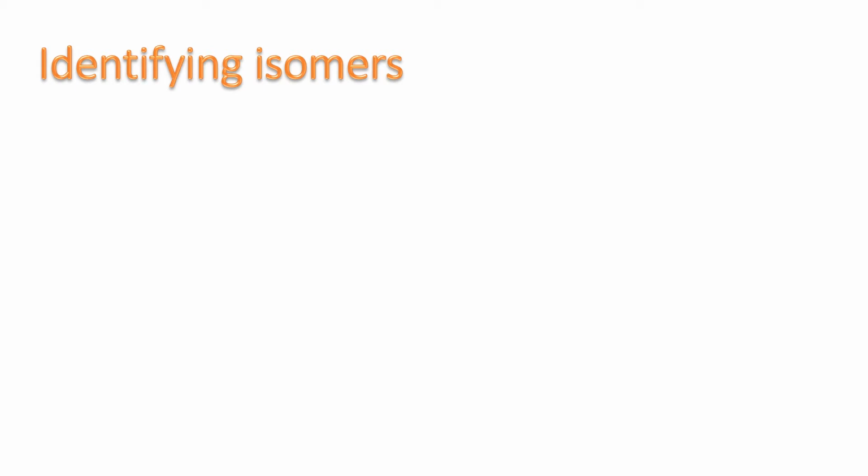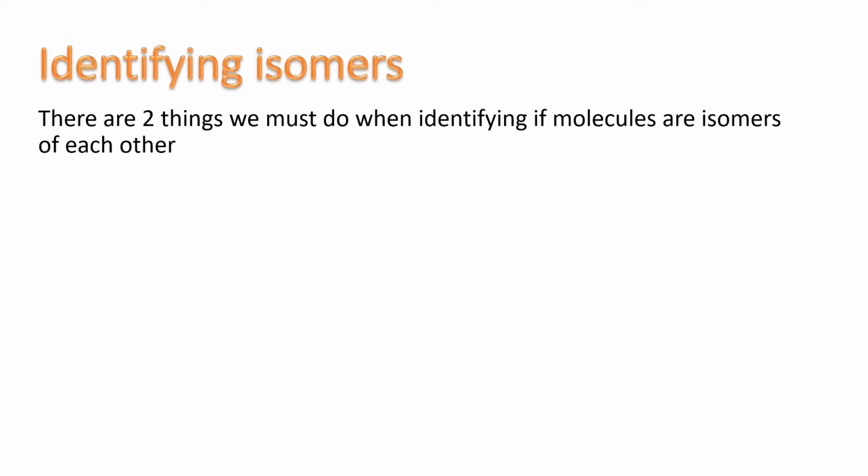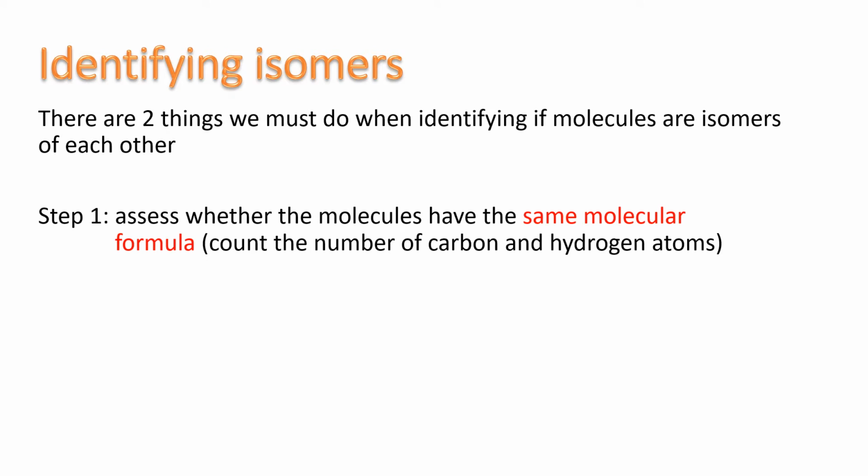Okay, so we're now going to go on and have a look at identifying isomers. Now, for us to do this, there are two things we must consider. The very first thing we do is assess whether the molecules have the same molecular formula. In order to do this, all we need to do is count the number of carbon and hydrogen atoms in the molecule. If you're given the structural formula, you count the carbon and hydrogen atoms. If you're given the name, then you can use your knowledge of the homologous series we've learned so far and the general formula to write the molecular formula.